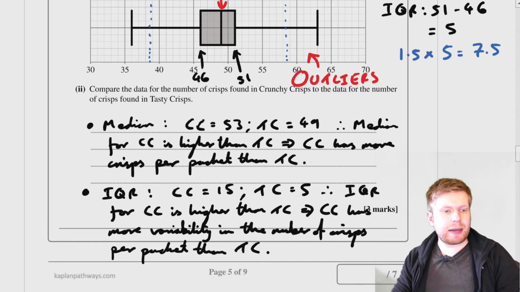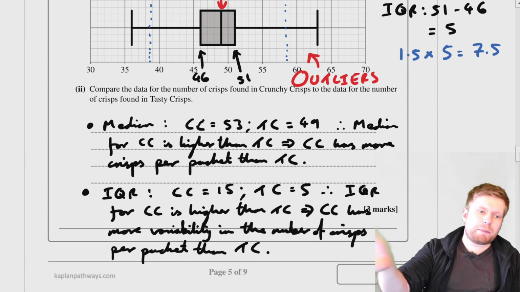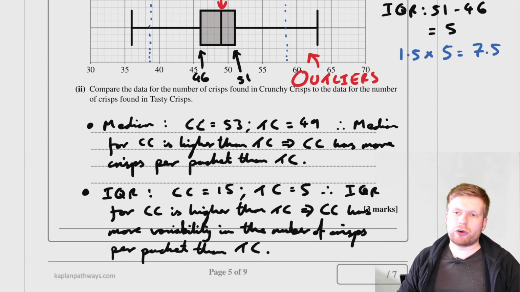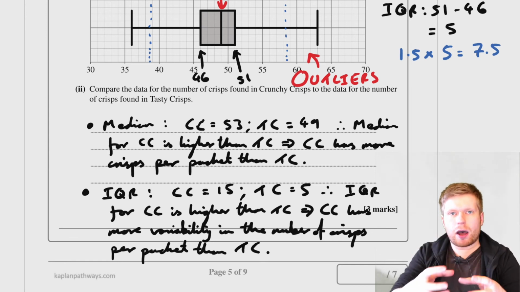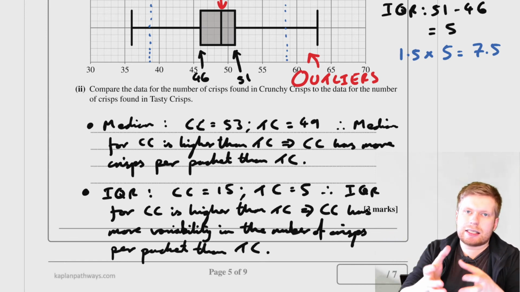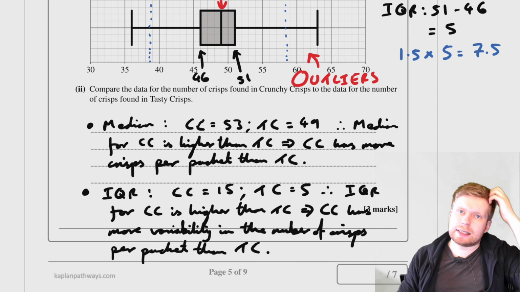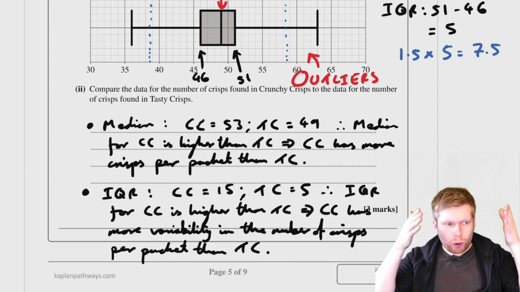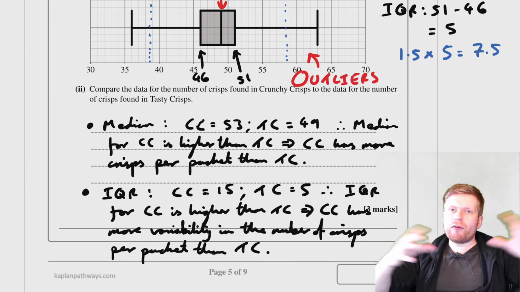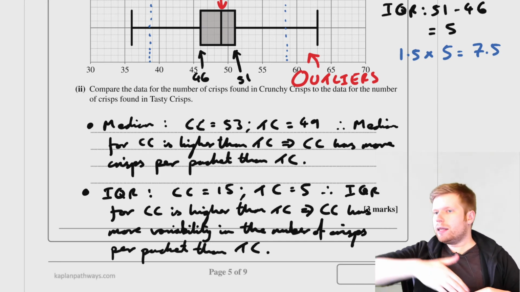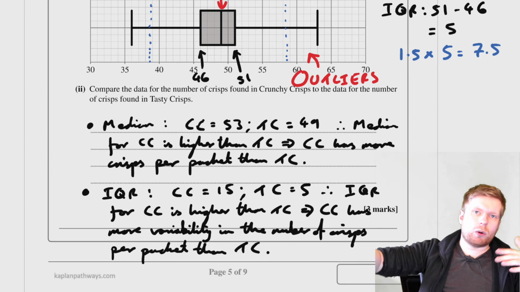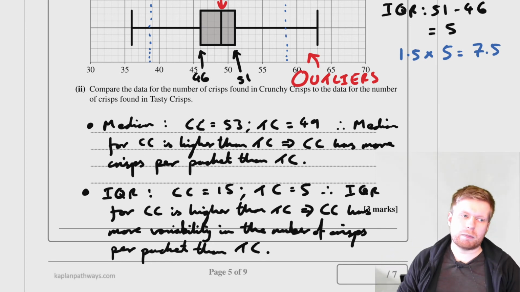Okay, so what that basically means is if you open a crisp packet, you're expecting more variability with Crunchy Crisps than for Tasty Crisps. Tasty Crisps will have roughly the same number of crisps per packet because there's less spread. There's more consistency, right? Whereas for Crunchy Crisps, because there's more variability, sure, it has a higher average number of crisps, but it means that you could get wildly different results depending on which packet of crisps you open, okay? So not very good quality control there for Crunchy Crisps.